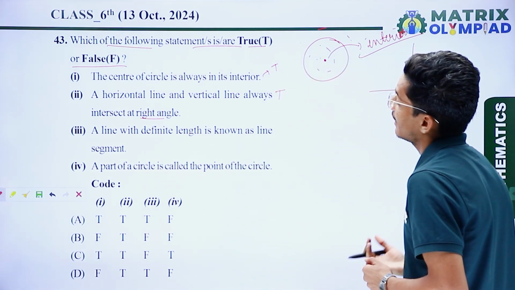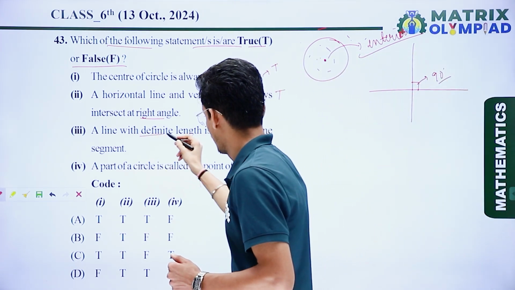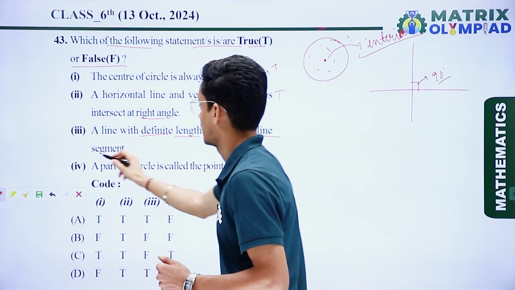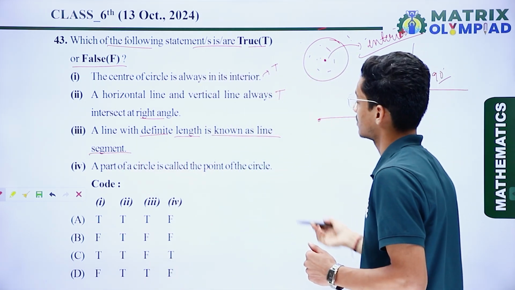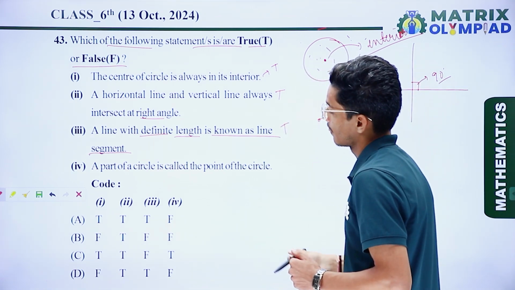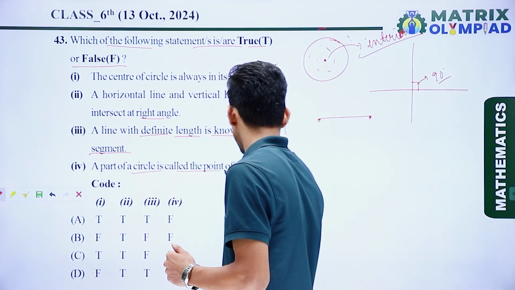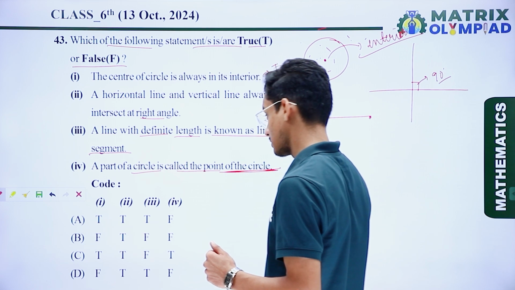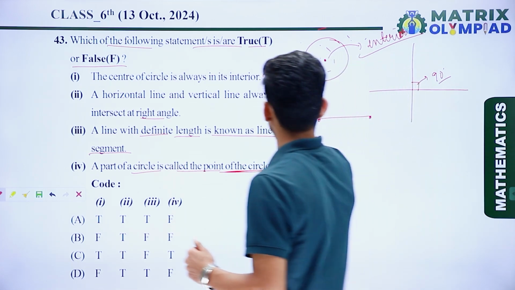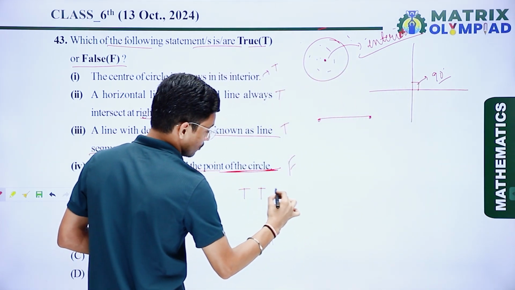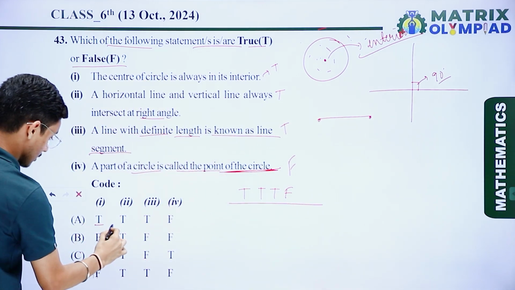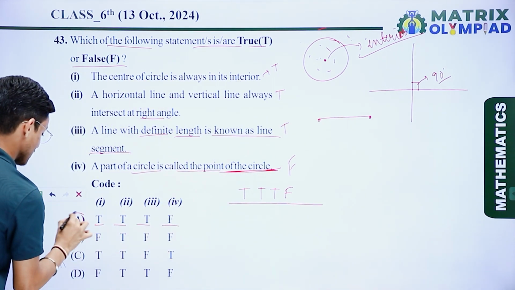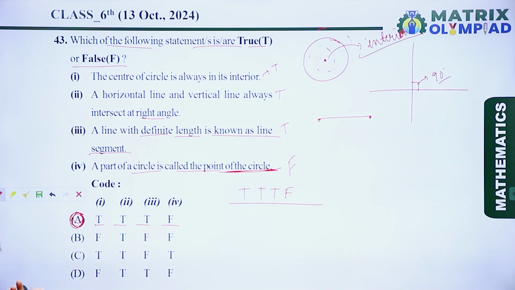If I talk about the third one, a line with definite length is known as a line segment. Yes, this is called a line segment because it has a fixed length. So this is also true. A part of a circle is called the point of the circle. No, this one is false. So here we have true, true, true, false. So T, T, T, F. So option number A is the correct answer over here.